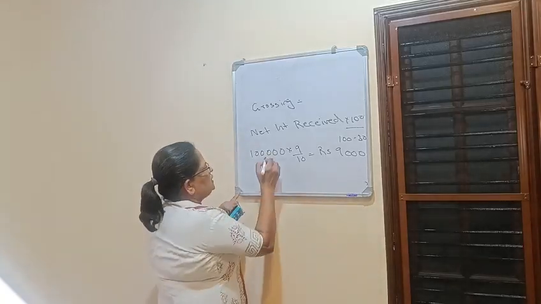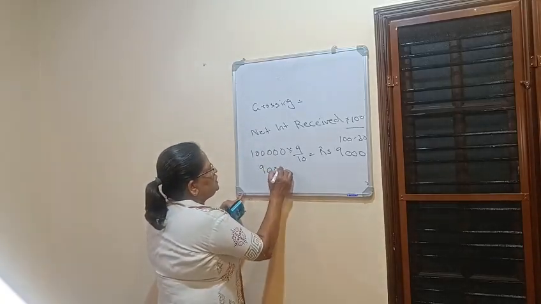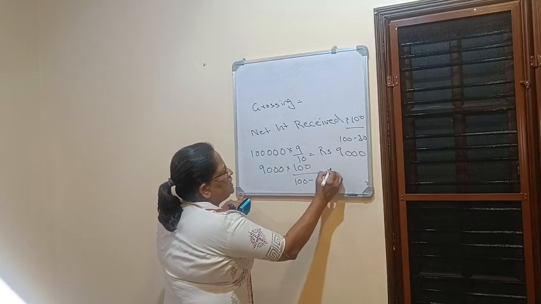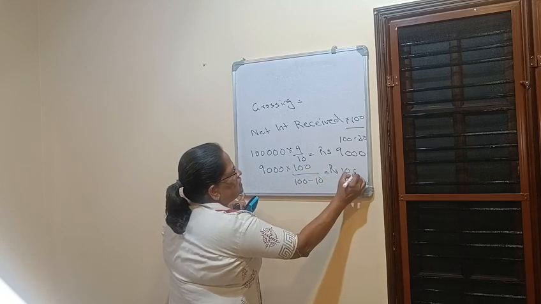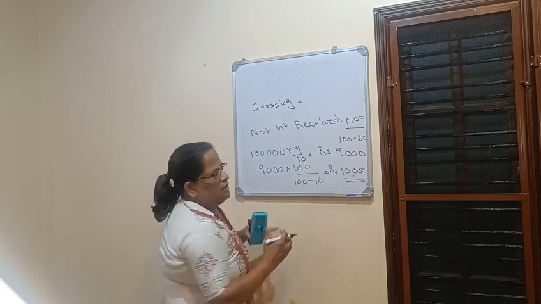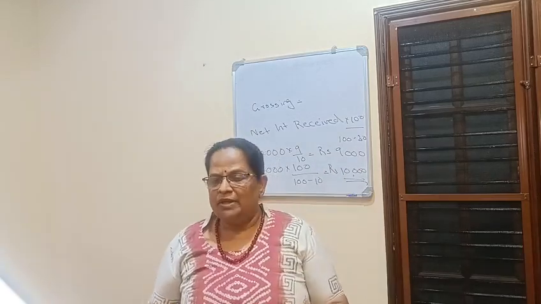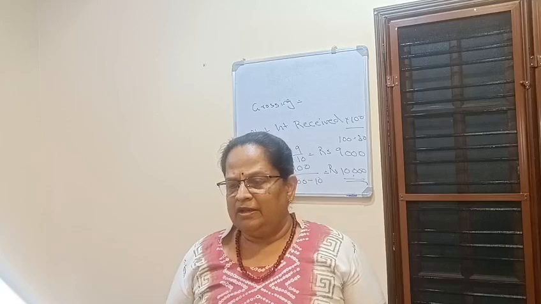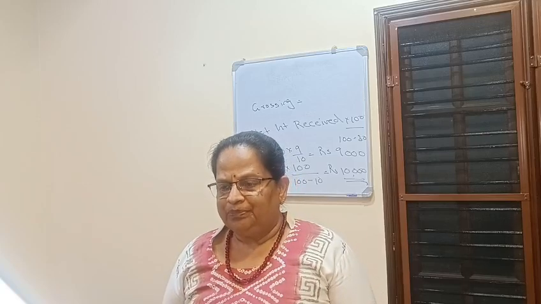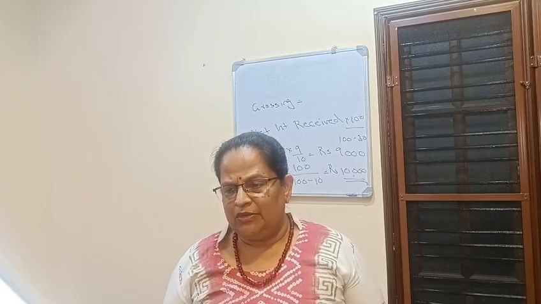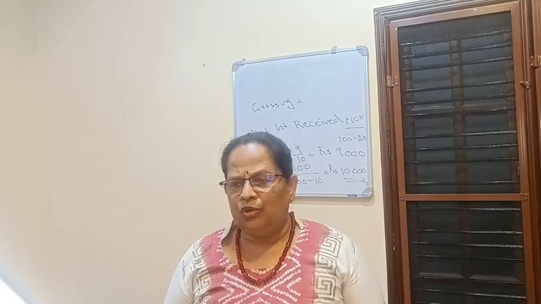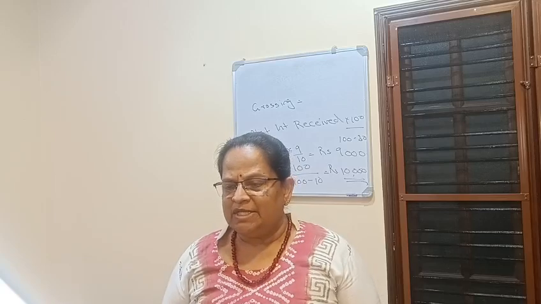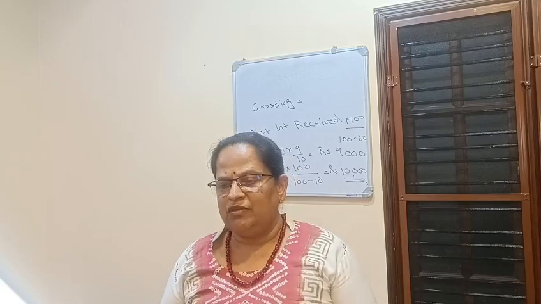Now we have to do the gross. Net interest received is 9,000 into 100 divided by, here rate of tax is 10%. So the gross interest is 10,000. So you have to remember 10,000 will be added as interest under the head income from other sources. Now tax-free government securities. These securities are also no longer in existence. Tax-free government securities means interest is exempt under section 10 subsection 15.